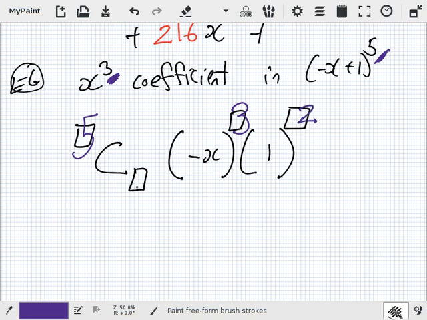Now, what do I put here, 3 or 2? Either. Because 5C3 and 5C2 are the same. So I'll just put 3. Doesn't matter. 5C3 is what? What's 5C3? 10. Minus 1 cubed? Minus 1. And 1 squared? 1. So the coefficient is minus 10.